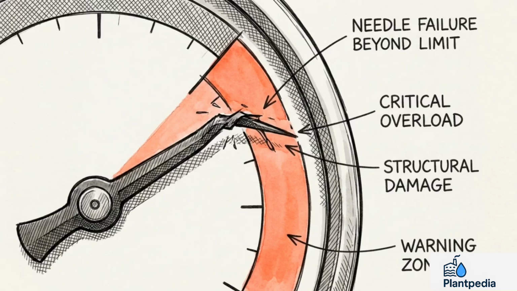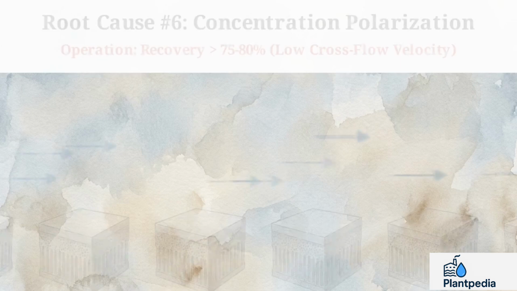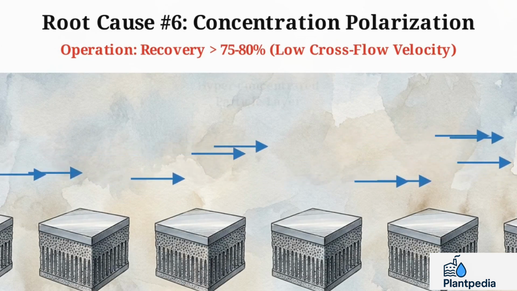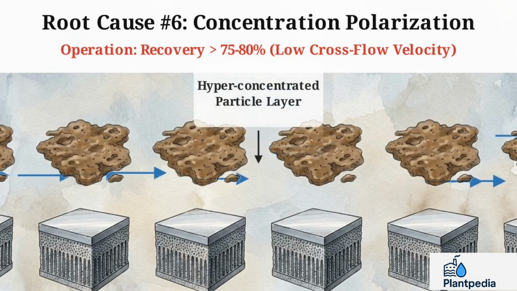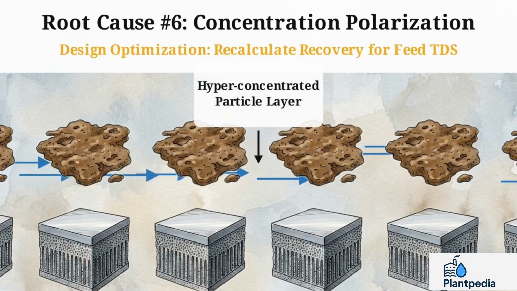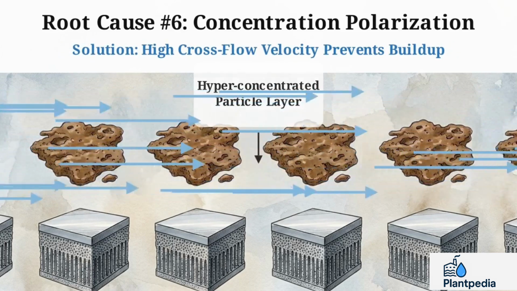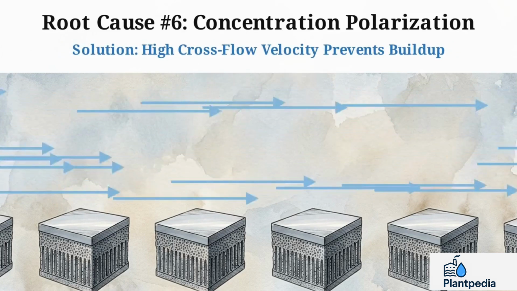Cause number 6 is concentration polarization. This is a direct consequence of operational overreach. Pushing recovery rates beyond 75 to 80% without increasing cross-flow velocity builds a hyper-concentrated particle layer on the membrane. System recovery must be continually recalculated based on feed water total dissolved solids, ensuring cross-flow velocity clears this buildup.